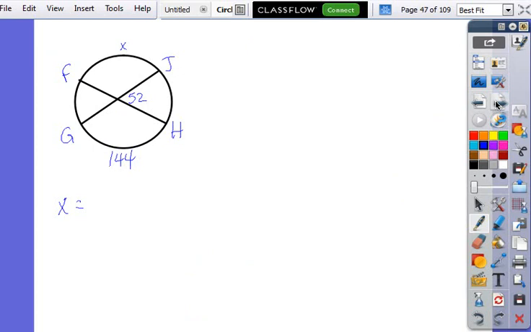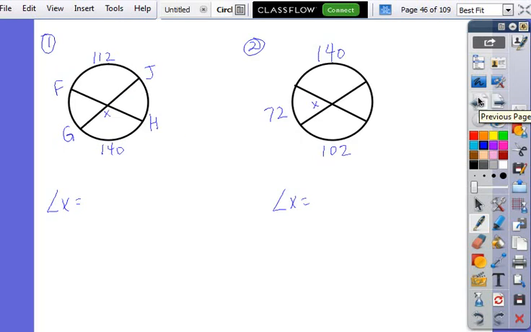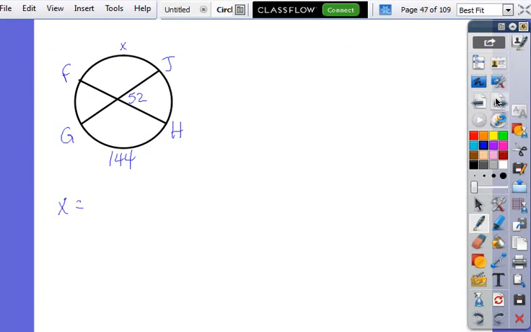All right, this is the same rule as the last one, but you're going to have to do it a little bit different way. What am I looking for on this one? X, which is on the outside arc, the arc FJ. Before, I was looking for the angle inside. The rule is the same: the angle is half of the arc that it makes and the vertical.